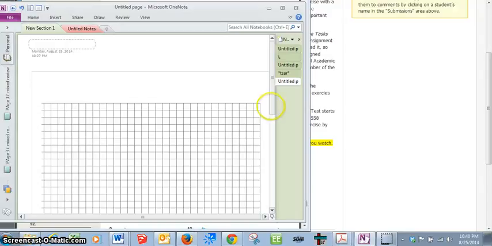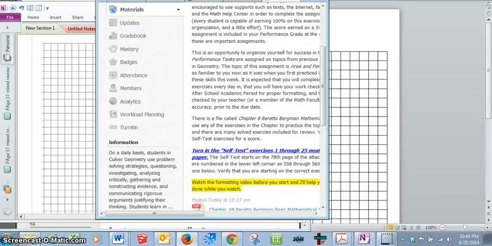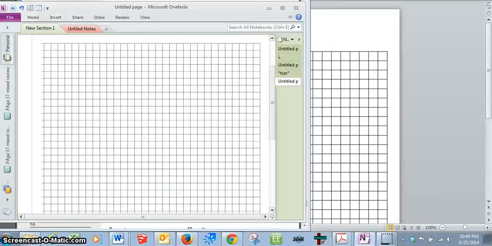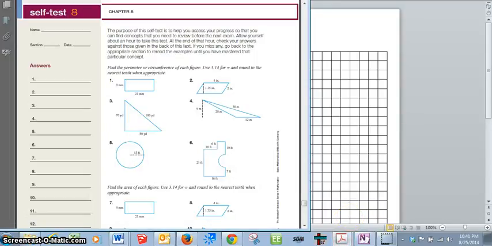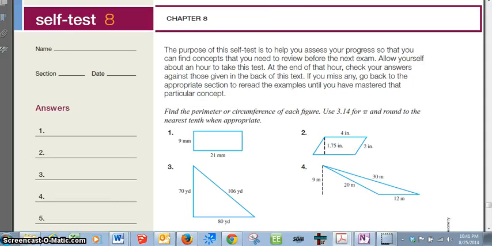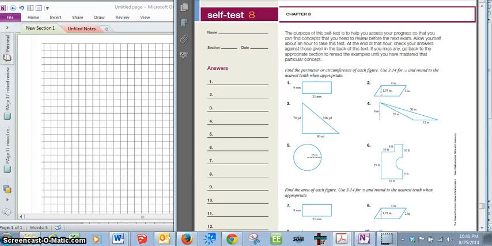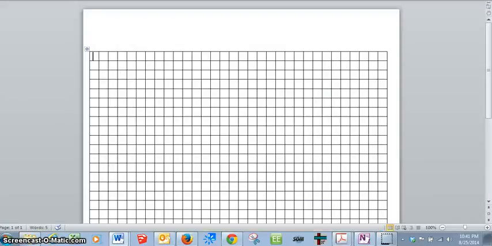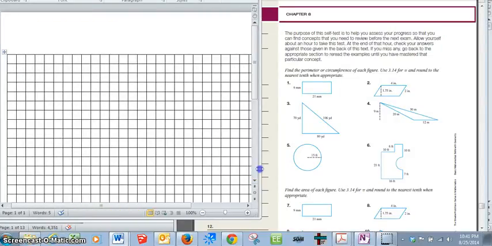Let's see if I can set up some graph paper that I can write on, as well as the Acrobat text in the same screen. Nope. I think that'll get us started.